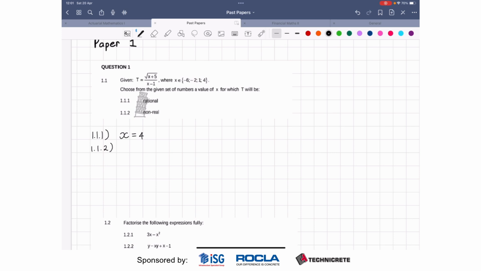And then for 1.1.2, I want the values of x for which the expression is non-real. And remember, when we had x being negative 6, I would have had the square root of negative 1, and that would give me a non-real number. That doesn't happen for any of the rest of them. It's only when the square root is of a negative number. So for my non-real values of x, that is when x is equal to negative 6 only.